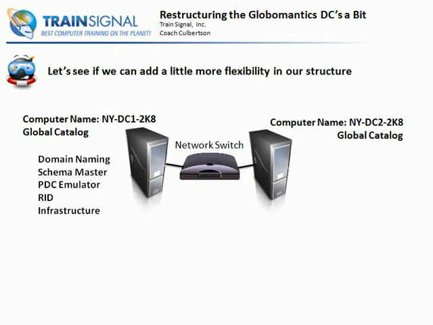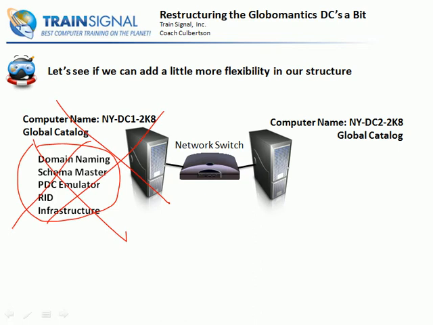All right, so moving on, let's see if we can add a little more flexibility to our network right now. Because we have not done anything with the operations masters, here's what we end up with. Our DC1 machine, which is also a global catalog, has all of the masters on it right now. Okay, and I mean all of them. Domain naming, schema master, PDC emulator, the RID, and the infrastructure. So that means that if this guy goes down, all of these guys go down with it. And that's not going to be fun.